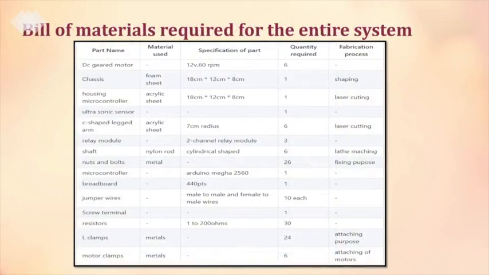Next, we have the bill of materials. It is basically a list of all the components that we used while building our bot, and it begins with 6 DC motors, each 60 RPM, one chassis, one microcontroller, one ultrasonic sensor, 6 C-shaped legs, 3 relay modules, 6 shafts, 26 nuts and bolts, one microcontroller, one breadboard, 10 jumper wires, 1 screw terminal, 30 resistors, 24 L clamps, and lastly 6 motor clamps. The fabrication required for each of these has been mentioned sideways in another column, as you can see.